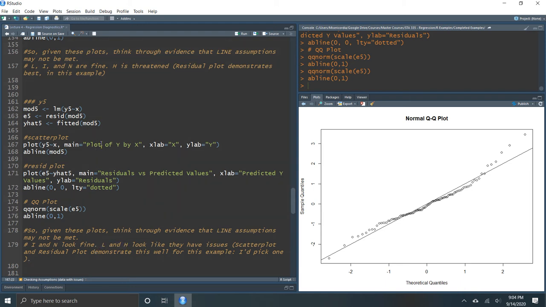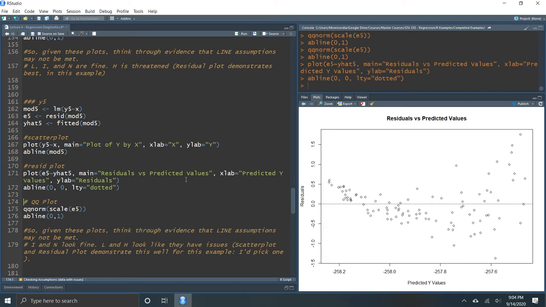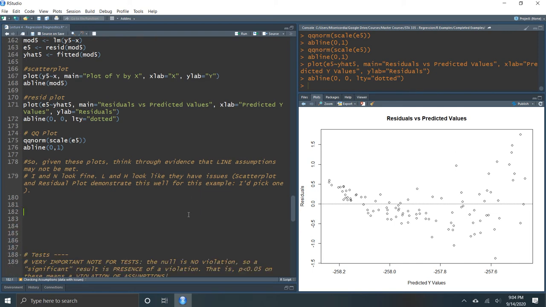You could use either the scatter plot or the residual plot. I think both of these did a decent job of showing the linearity and homogeneity of variance issue. But honestly, I prefer the residual plot on this one because it really demonstrates how the middle moves, so it demonstrates the violation of linearity. And it also does a really good job of demonstrating how the points get more and more spread the higher and higher the predicted y values go.